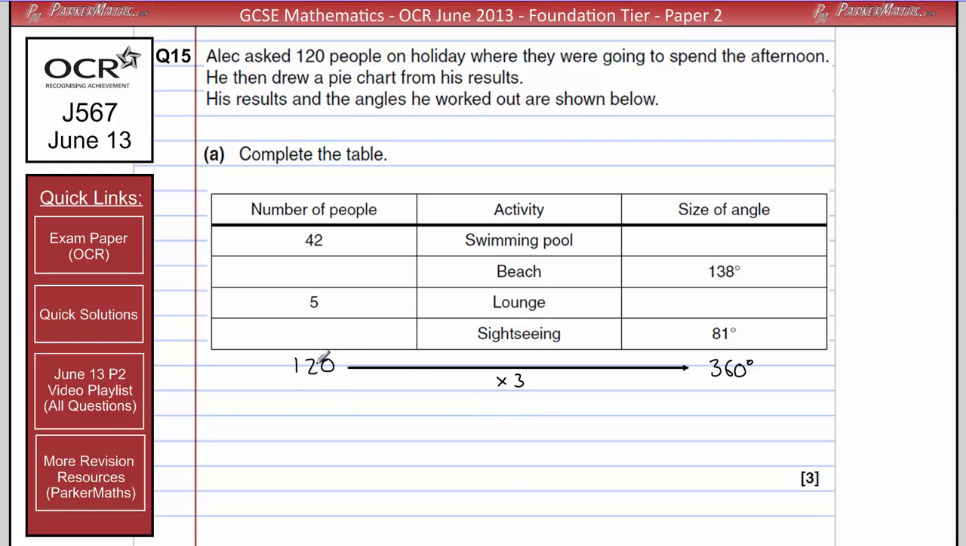However, if this wasn't a nice number that goes easily into 360, to find out how many times this number goes into this number, you would just do 360 divided by your total number of things or people. So what this is saying is that we take the number of people, we multiply it by 3, and that tells us the size of the angle. So for the 42 people, we would multiply that by 3, use your calculator if you need to, that will give us 126 degrees. If we know the angle, and we want to get back to the number of people, we are going to do the opposite, so we're going to divide by 3.